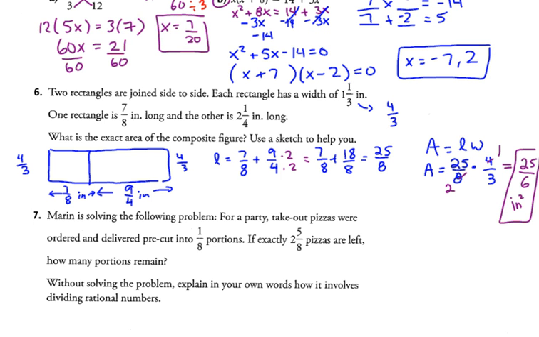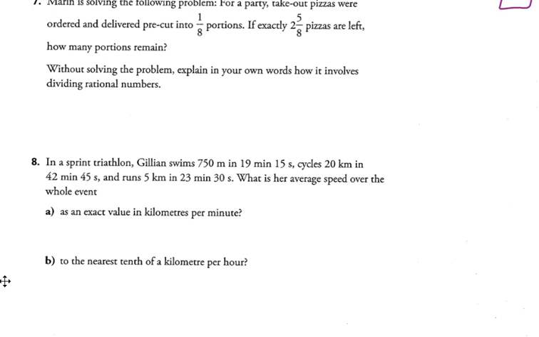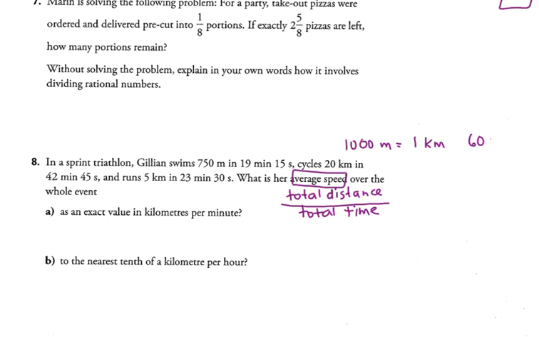All right, I'm going to leave the other two for you to try. One thing I will say about number 8 is I'll give you the formula. The formula for average speed is total distance divided by total time. I will also tell you that there's 1,000 meters in 1 kilometer and 60 seconds in 1 minute. So I'd like you to try those last two, and then I can help you if you need it.